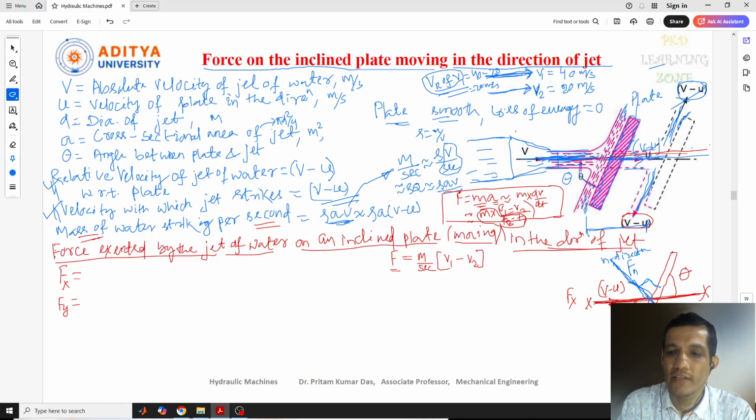Okay, this is normal. Now if this is normal, that means perpendicular, and this is theta, then what about this one?